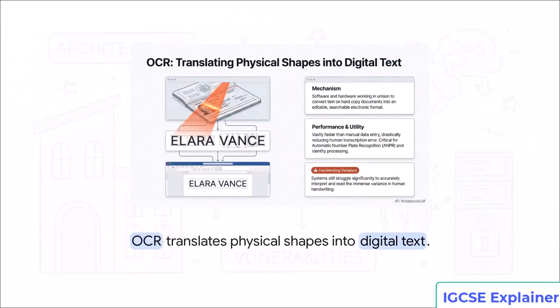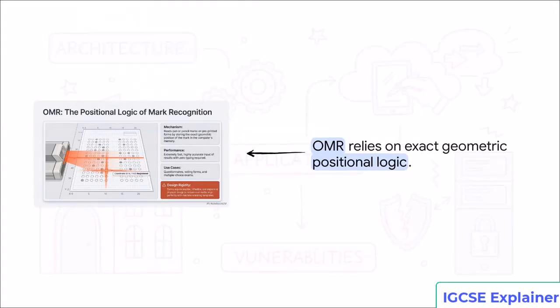Going back to our airport scenario, OCR is the exact technology customs officials use when processing your passport. The hardware and software work together to convert the hard copy text of your ID into an editable, searchable digital format. It's also the backbone of those automatic license plate readers you see on the highway. It processes data vastly faster than typing and drastically cuts down on human transcription errors. Meanwhile, OMR relies on exact coordinate logic.